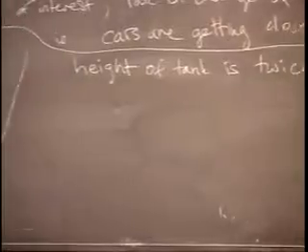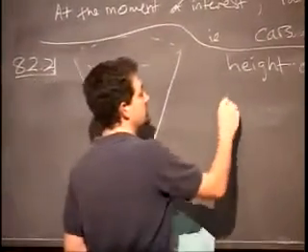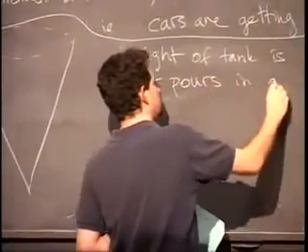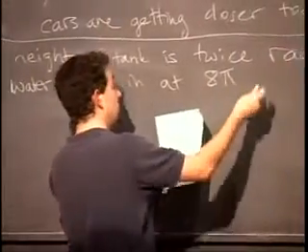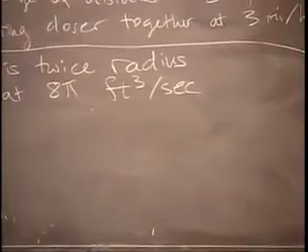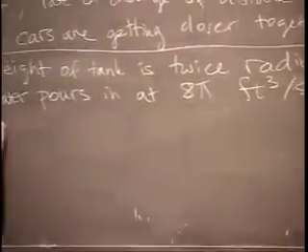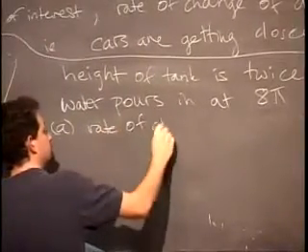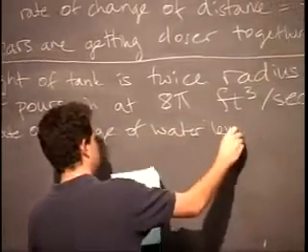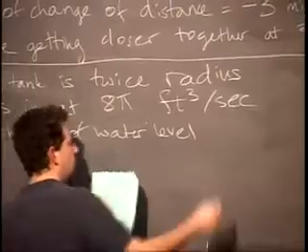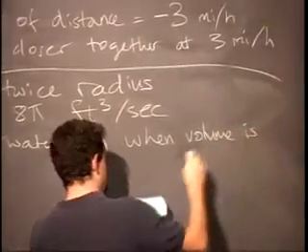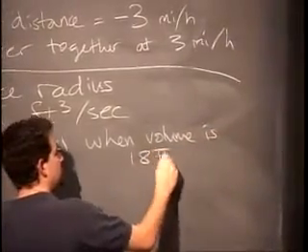Okay, well, it's a tank. It holds water. In fact, water comes in at 8 pi cubic feet every second. So we start pumping water in. And the question is, what is the rate of change of the water level when the volume of water is 18 pi cubic feet?